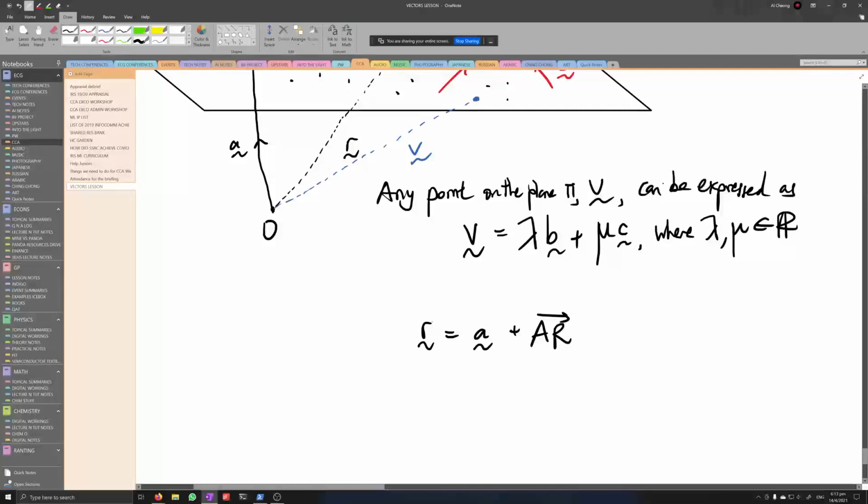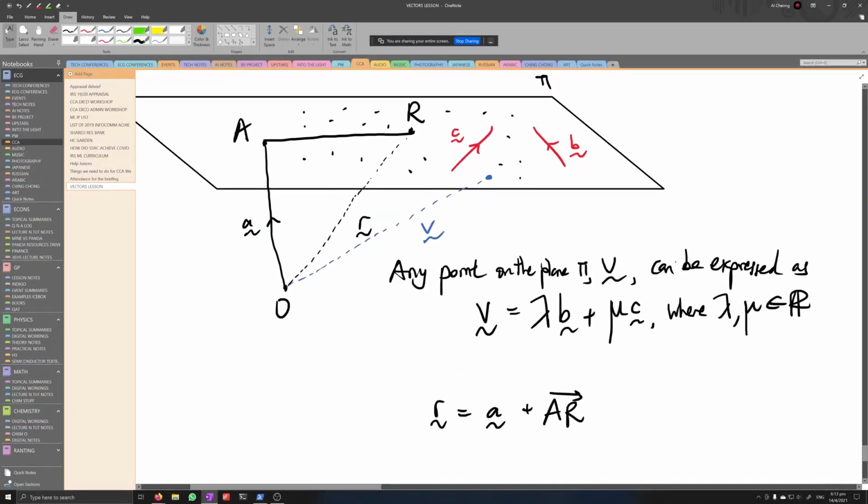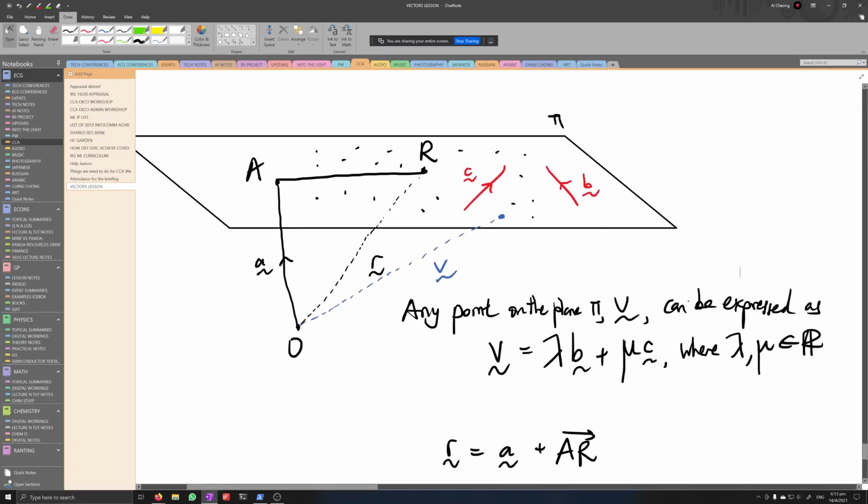Then, but are B and C vectors on the plane? Like, are they contained in it? We assume that we know that they are already on the plane. The vectors are contained in the plane. Yeah. They are displacement vectors.